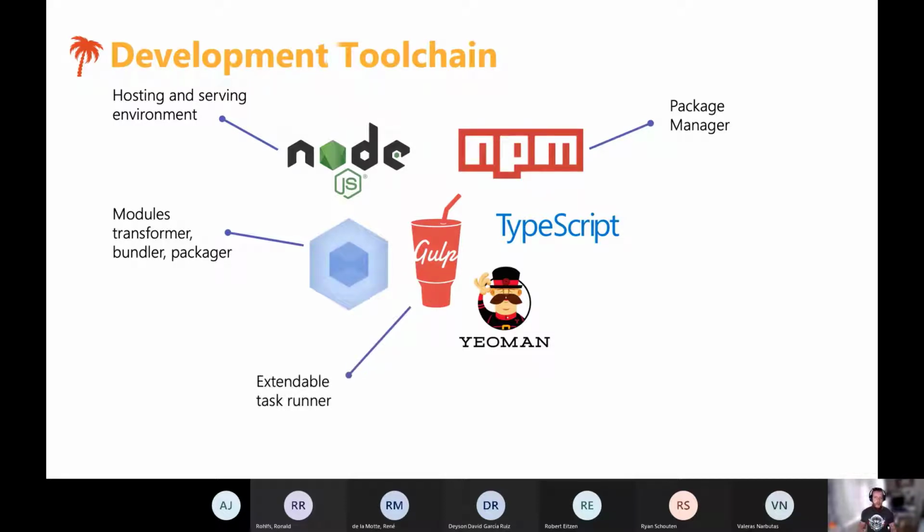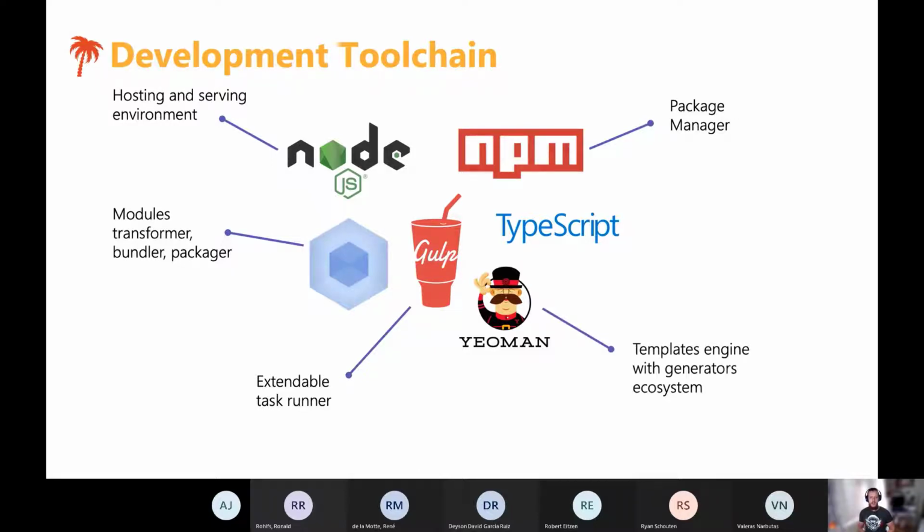Gulp is an extendable task runner that allows you to create custom routines based on tasks. And for example, in SharePoint Framework, build routine is based on Gulp tasks. And you can actually even create your own custom tasks and inject them in SPFX build routine as well. And if you look at Webpack and Gulp together, they are pretty similar to MS Build in .NET world.